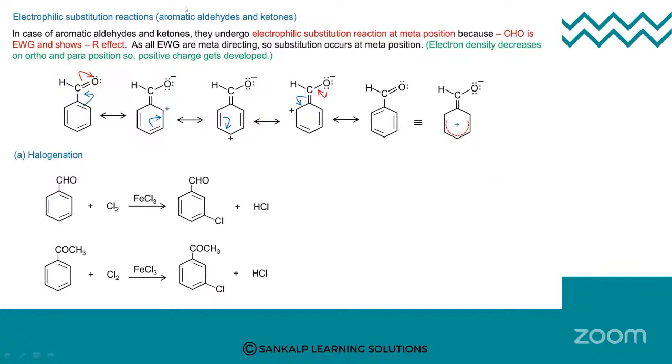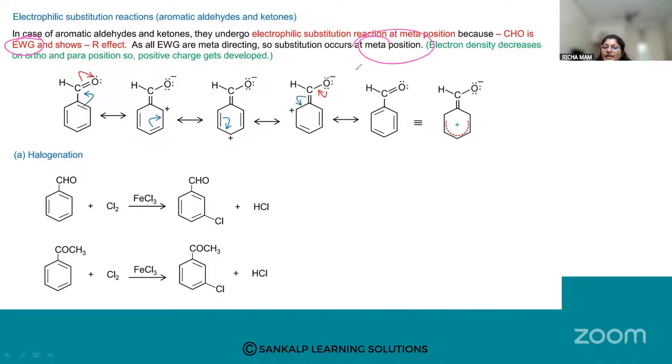Next is the electrophilic substitution reaction. Aromatic aldehydes and ketones undergo electrophilic substitution reaction at the ring carbon. You see that the carbonyl group is an electron withdrawing group, and it will deactivate the benzene ring. Thus it is meta-directing, because electron density decreases at the ortho and para positions. So it is a meta-directing group.